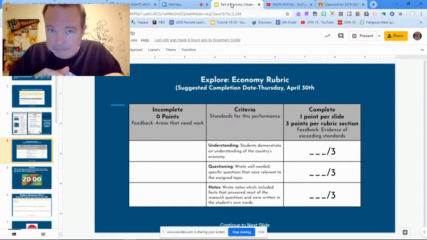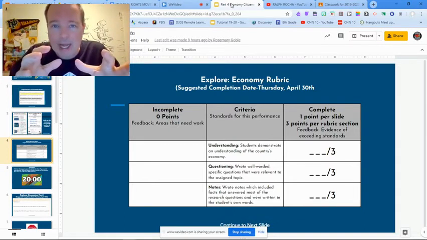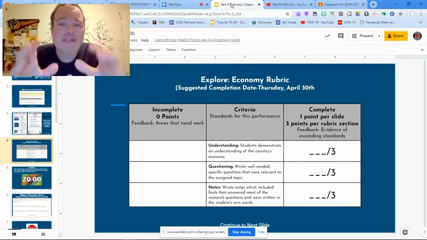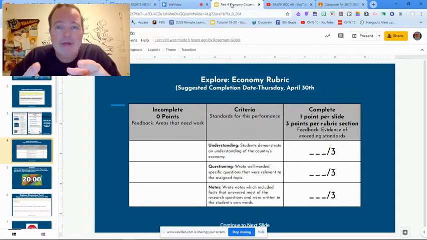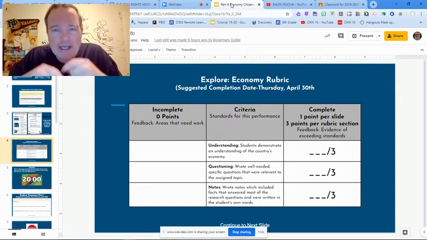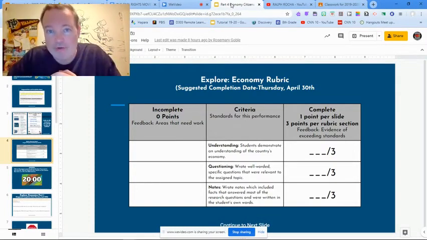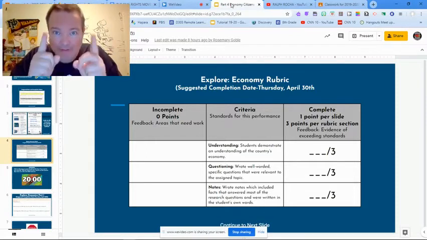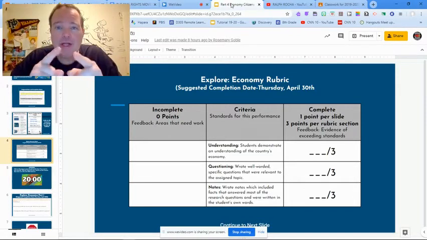If you don't, look at the comments that I put on the slides, fix them, resubmit it to me, and I will change the grade to fix what you get with your fixes. Remember, you have to turn it in. If you do not turn it in, I can't grade it.